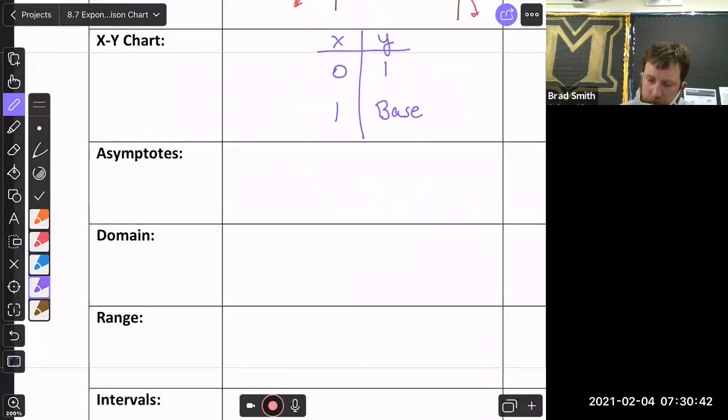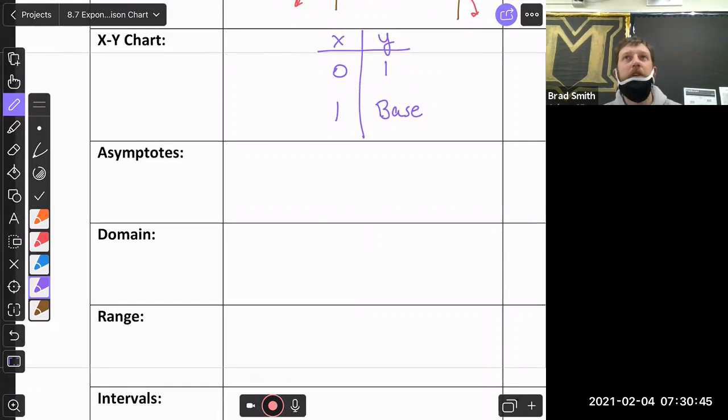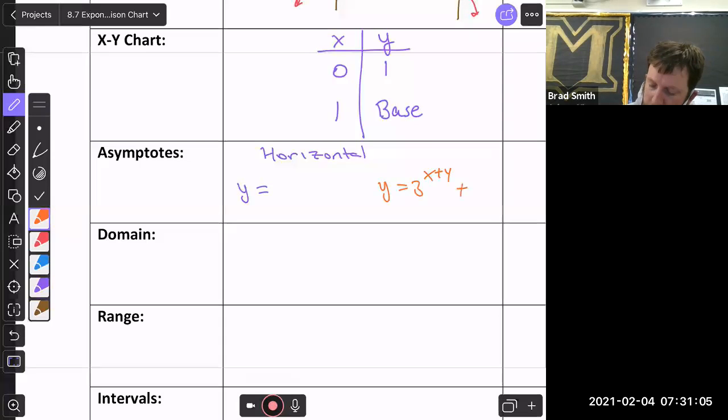All right, slide them up. Asymptotes. These asymptotes are flat, so these are horizontal asymptotes. And it's always y equals. So for example, if I had y equals 3 to the x plus 4, plus 5, your asymptote is this number. So it's always your adjustment. Circle that.